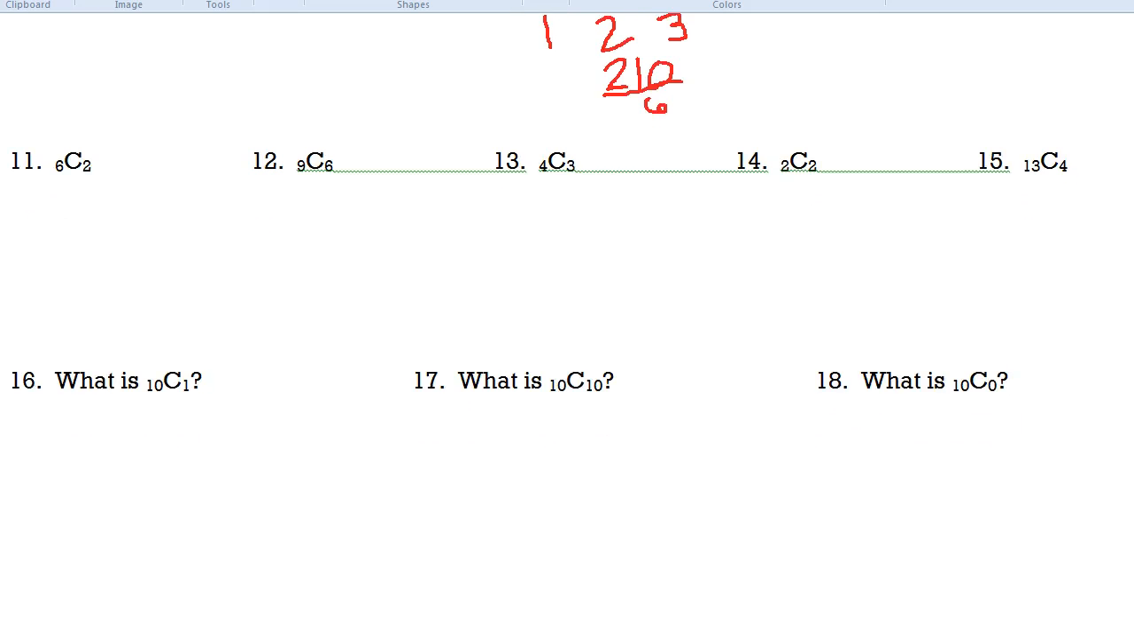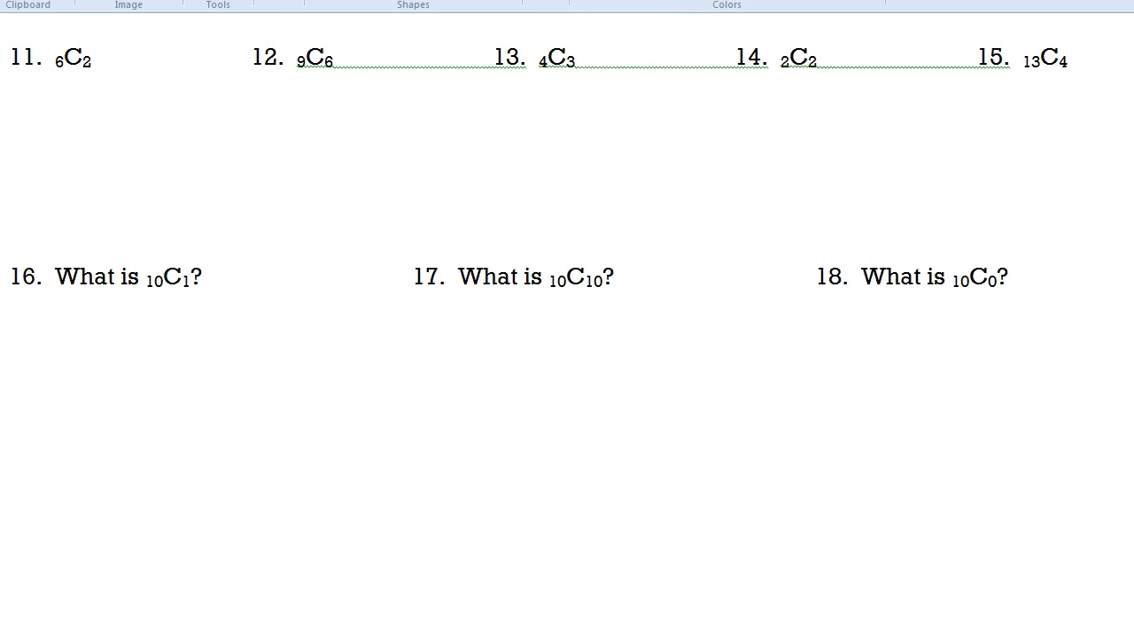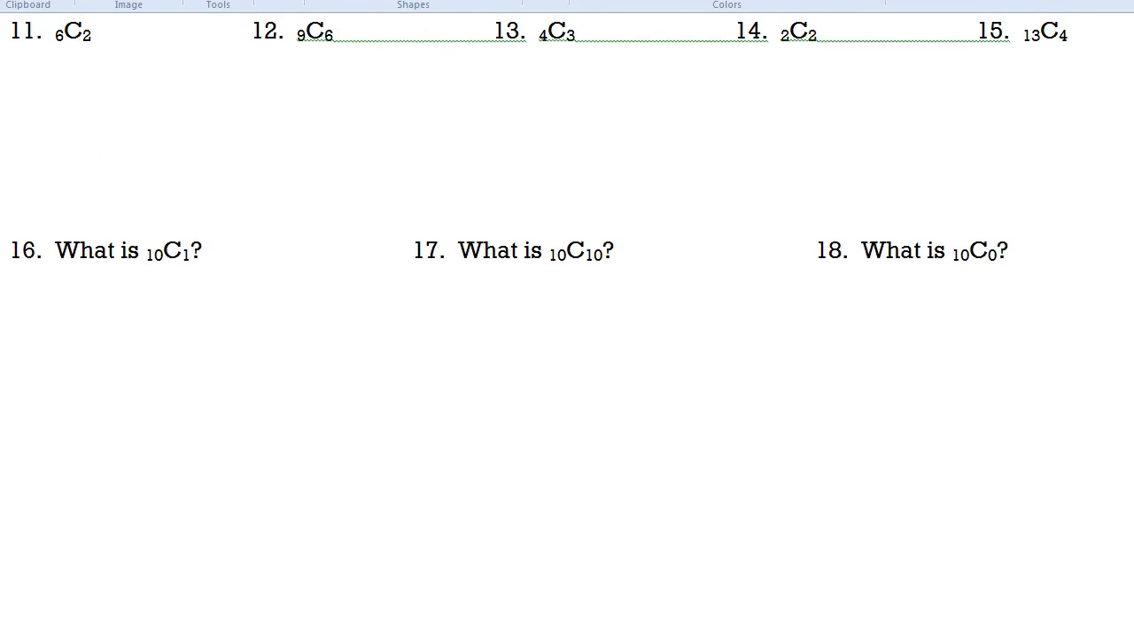All right, so before I leave you alone, there are some technicalities I want to talk about here. What is 10C1? How many ways can I choose 1 item out of 10? Well, how about 10? You've got 10 choices, right? So you're going to make 1 blank. Remember, the number on the right is how many blanks you're going to draw. And you're going to divide by 1. So 10C1 is 10.